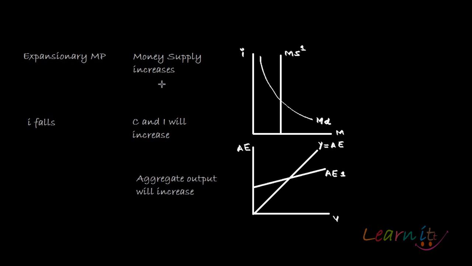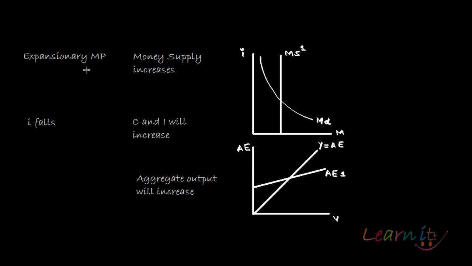The idea of this recording is that both expansionary monetary policy and expansionary fiscal policy affect interest rate and output. It's not that expansionary monetary policy affects only interest rate and expansionary fiscal policy affects only output.